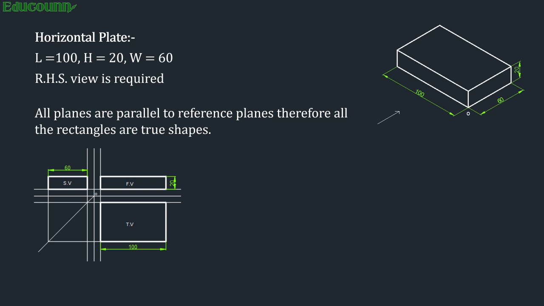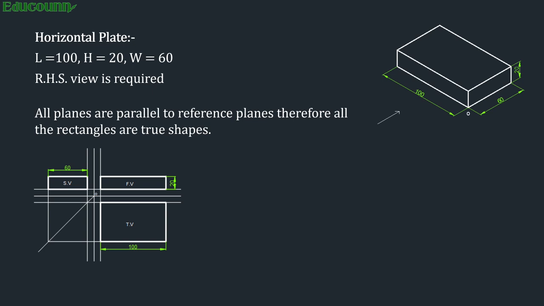That is, in the front view you have to draw the rectangle of 100 by 20. In the top view you have to draw a rectangle of 100 by 60, that is length and width, and transfer that width to the side view by use of that 45-degree line. That is, width 60 should be transferred by making use of that 45-degree line, and the side view will have a rectangle of 60 by 20.